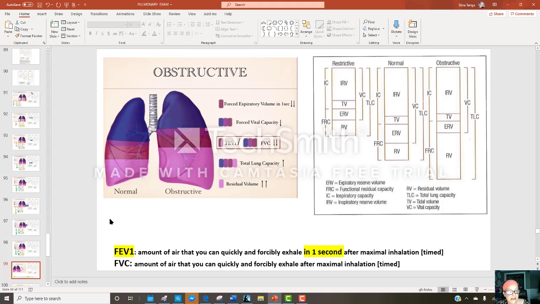So with obstructive pathologies, this part right here is going to represent forced expiratory volume in 1 second. The amount of air that you can quickly and forcibly exhale in 1 second after maximal inhalation. So remember, maximal inhalation is this part right here, maximal inhalation. Okay.